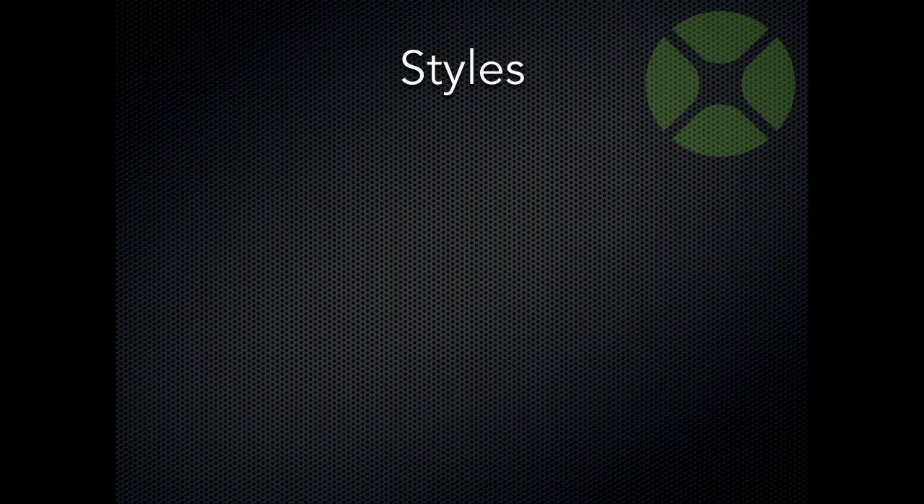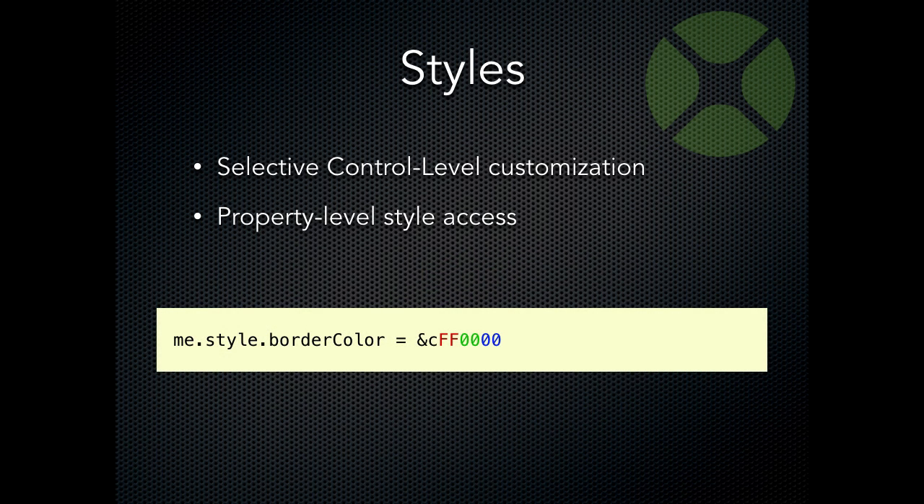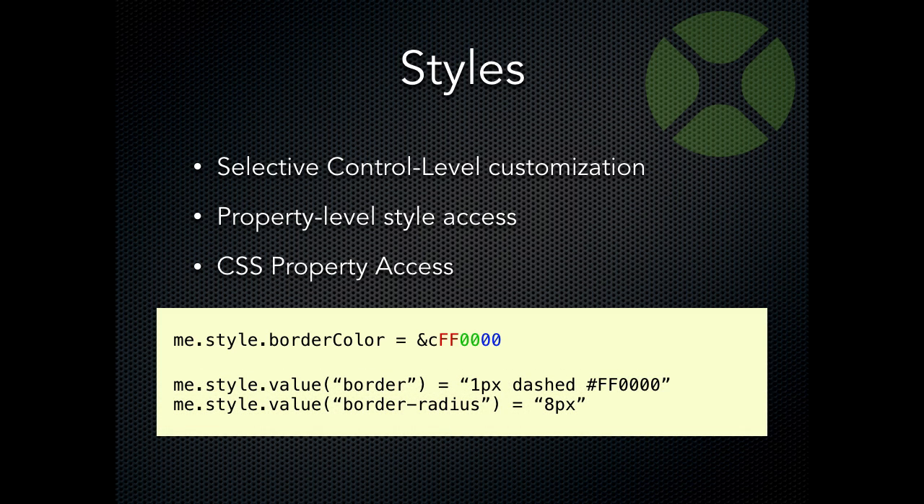But that's not all. You'll still be able to selectively override styles in many cases. We have selective control level customization like text alignment, attributes, colors, and multi-line for labels. There's also property level style access so you can set individual properties in Xojo code. And if you're feeling adventurous, you can even type in raw CSS.